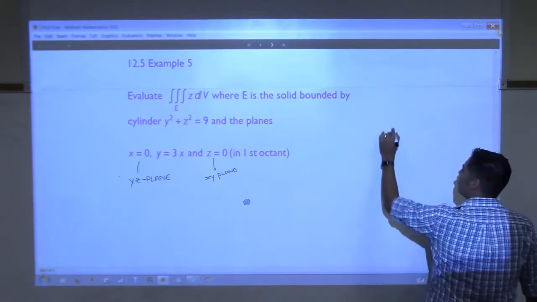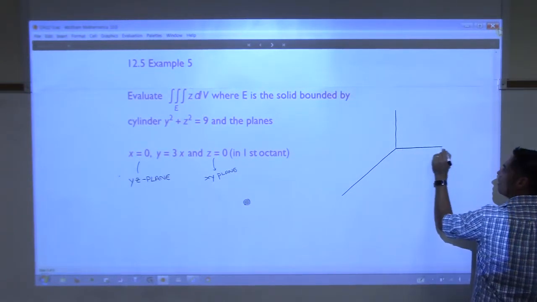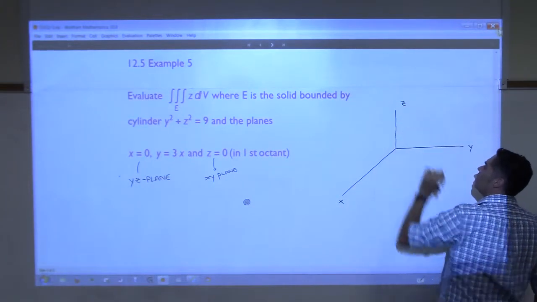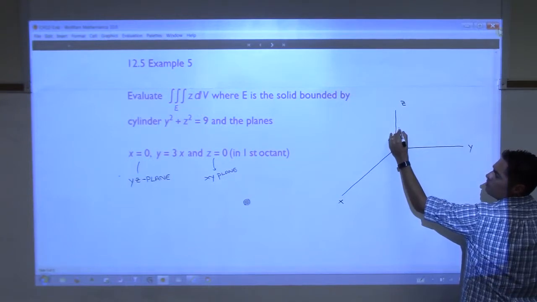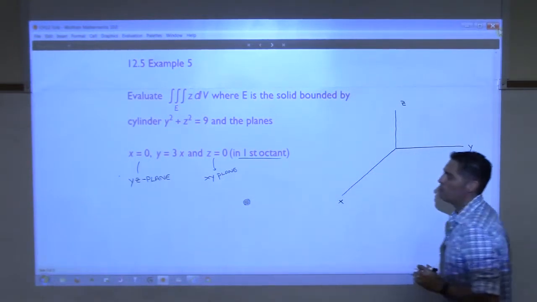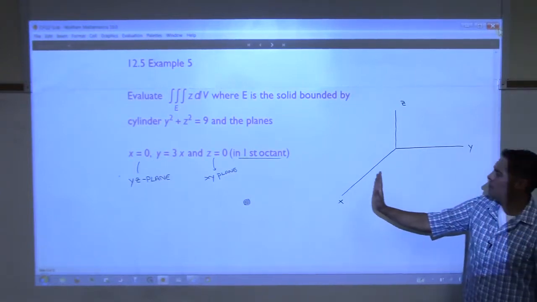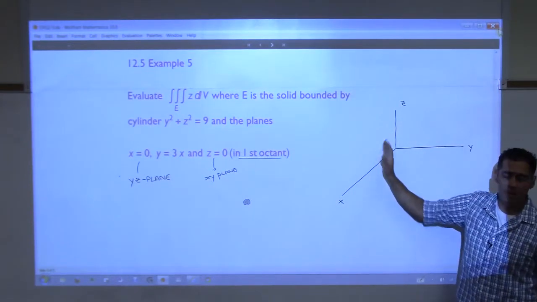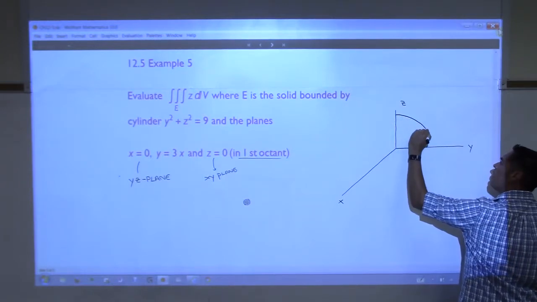Now that I have a good idea what's going on, I'm going to do it like this. Here's y, here's x, here's z. So, oh yeah, also first octant. Sorry, I should have pointed that out. We're in the first octant only, which means that we actually have the xz plane. We can't go past that, right? So here's my piece.